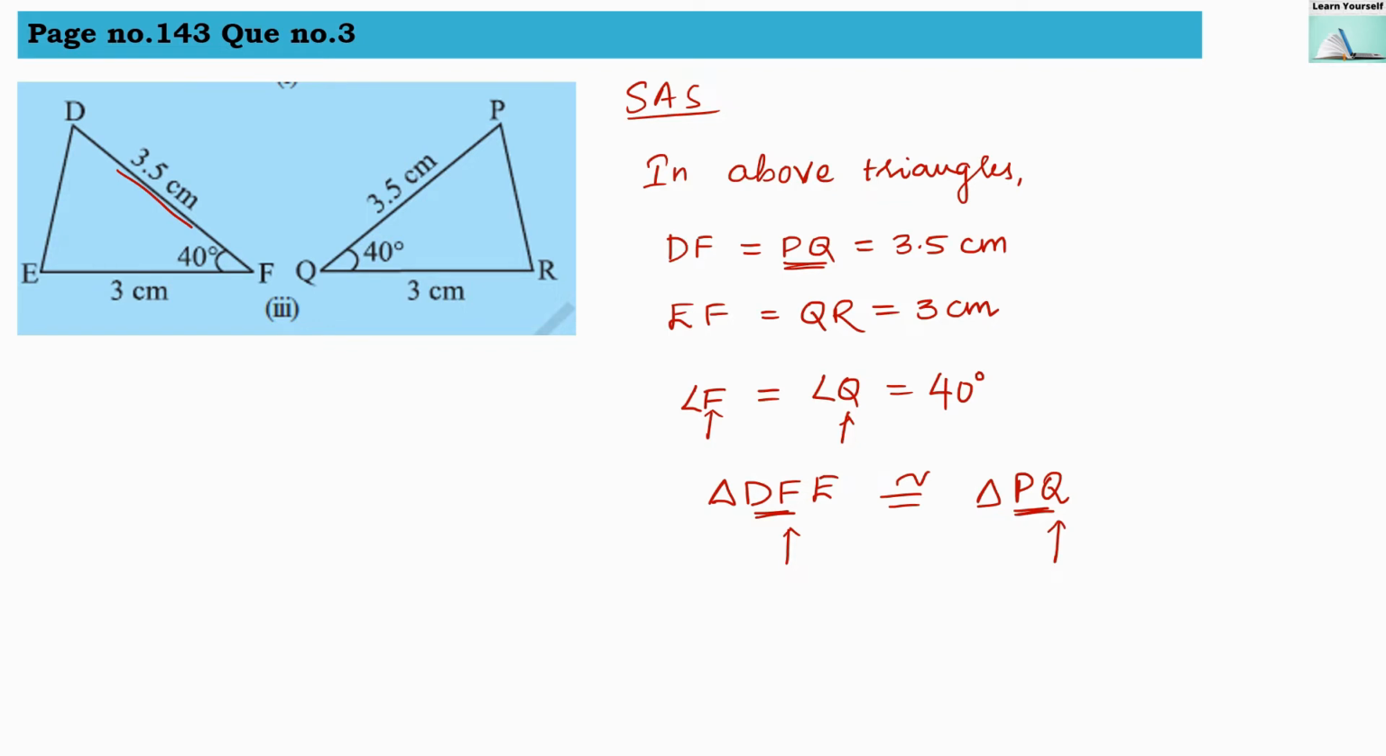And which alphabet is remaining now? R is remaining. So we are going to write R here. So this is our correct name for the congruency, that DEF is congruent to PQR. So now we can write that as per the SAS criteria, both triangles are congruent.